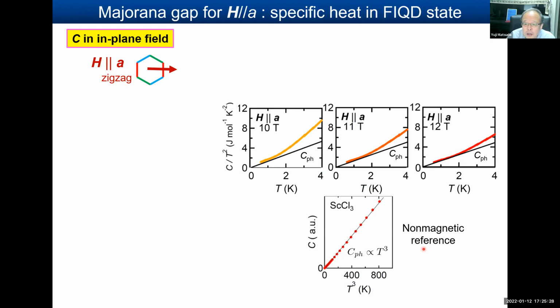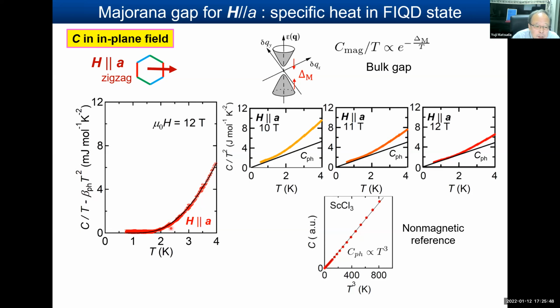Actually, the heat capacity of ScGaZnCu, which is a nonmagnetic reference, shows the T cubed behavior of the specific heat. So this T cubed behavior is attributed to phonons. If we subtract the phonon term, the heat capacity shows exponential behavior, indicating the bulk gap. So let me discuss this activation energy, delta.